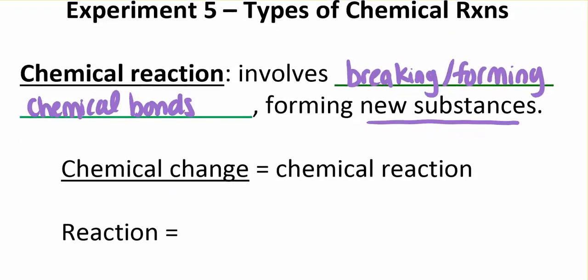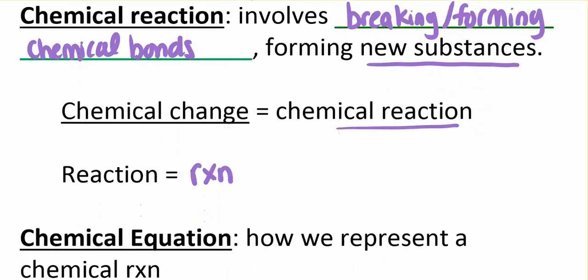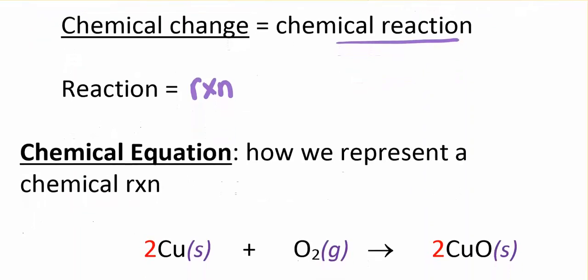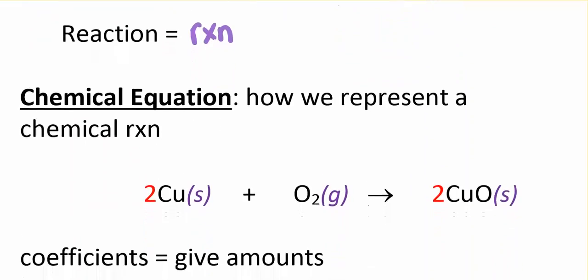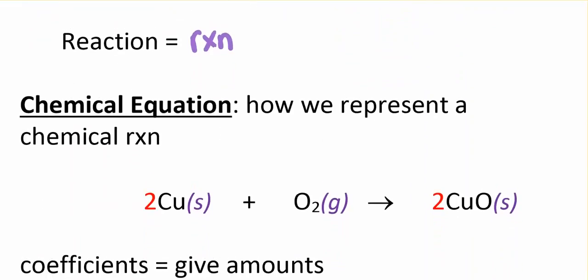A chemical change is the same thing as a chemical reaction. And we abbreviate reaction RXN. That's a very common abbreviation. Let's look at how we represent a chemical reaction with a chemical equation. Here's an example of a chemical equation.